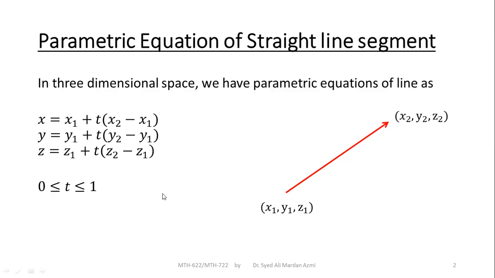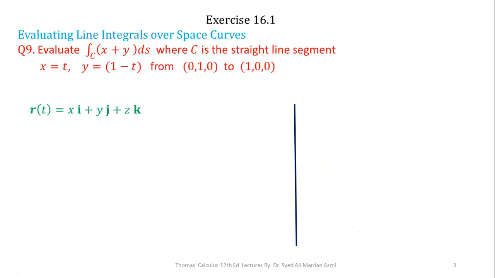Now we are able to solve the questions from the exercise. The statement is: evaluate the line integral over the space curve. In question 9, we are asked to evaluate the integral over the curve C of x plus y ds, where C is the straight line segment with parametric equations x equals t, y equals 1 minus t, from (0, 1, 0) to (1, 0, 0). Since the value of z is not given, we will take it as 0.